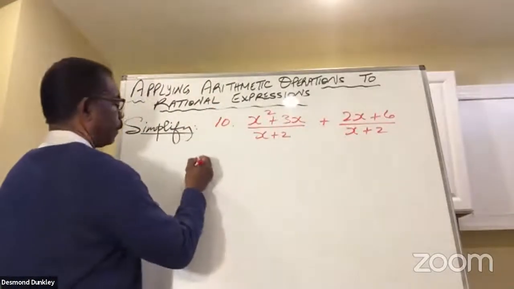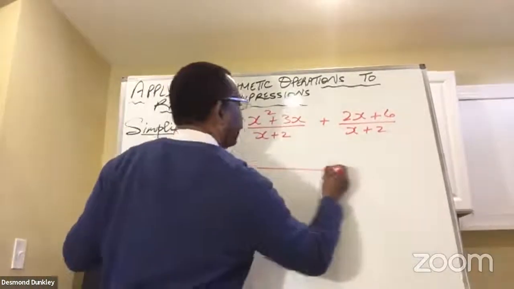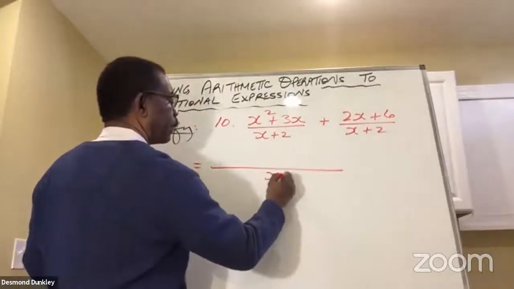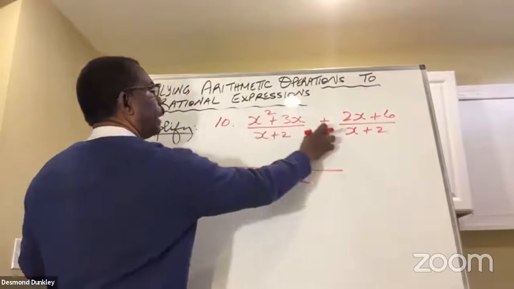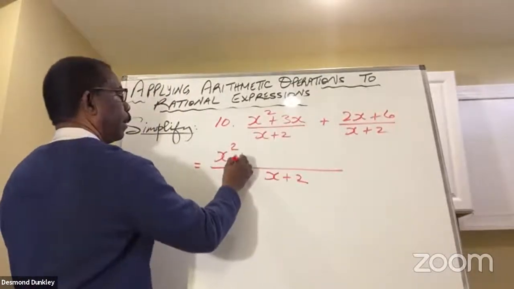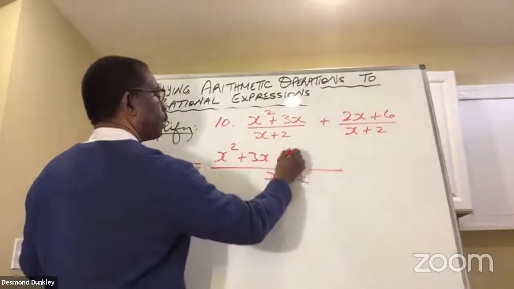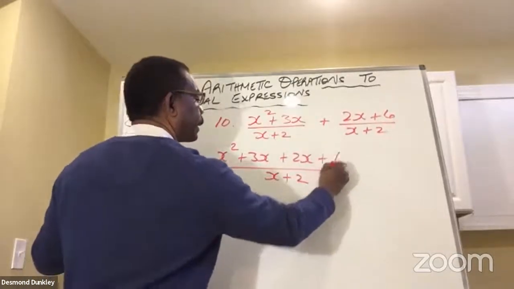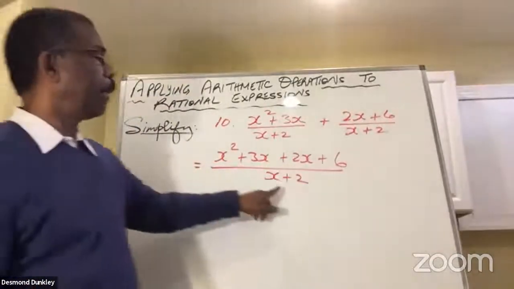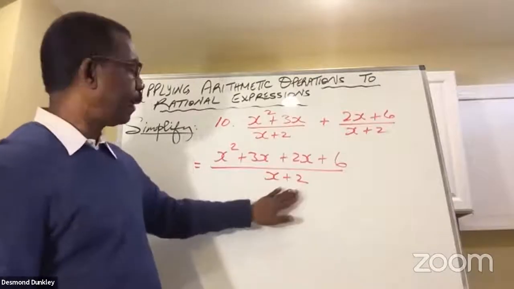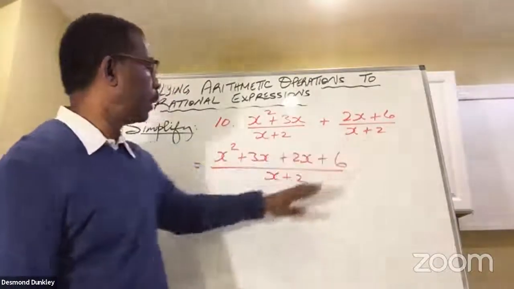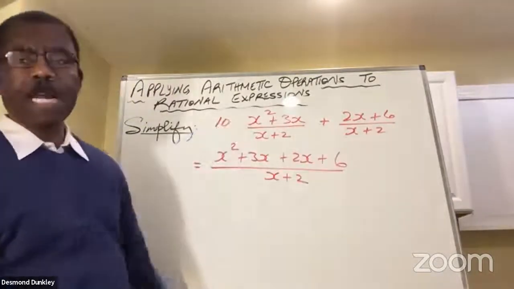So this becomes, same denominator is x plus 2. So now we can just do the addition. It's x squared plus 3x plus 2x plus 6. All I've done is put them over one denominator, which is x plus 2, and then we just add the numerators. That's how we do it in math.